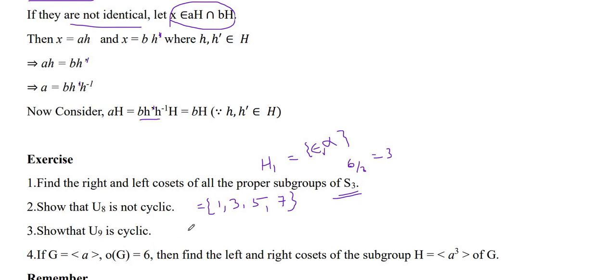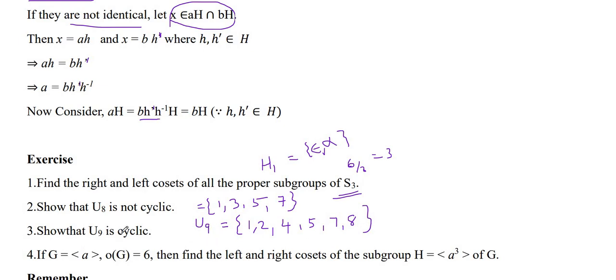Then U9 is cyclic. So you first list out what is U9. What are the numbers? These are the elements. And then phi of 9 is how many are there. So we'll first list out the elements. 1 is less than 9, relatively prime to 9. 2 is less than 9, relatively prime to 9. 3 is less than 9, but not relatively prime to 9. 4 is less than 9, relatively prime to 9. And similarly 5, 6 cannot come, 7 will come, then 8. So these are the members of U9. So you have 6 elements.